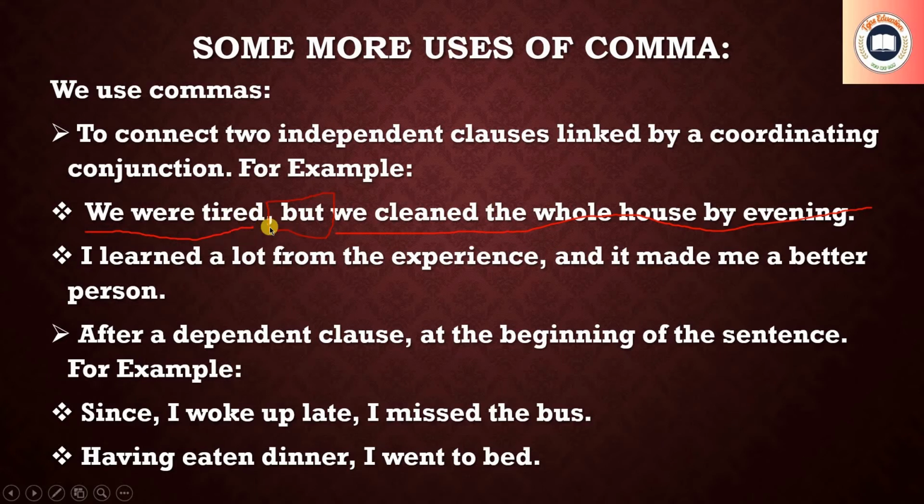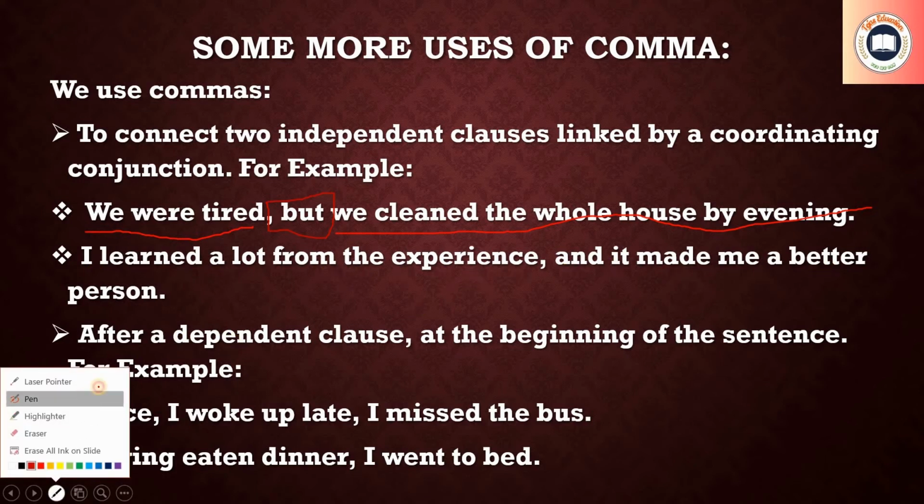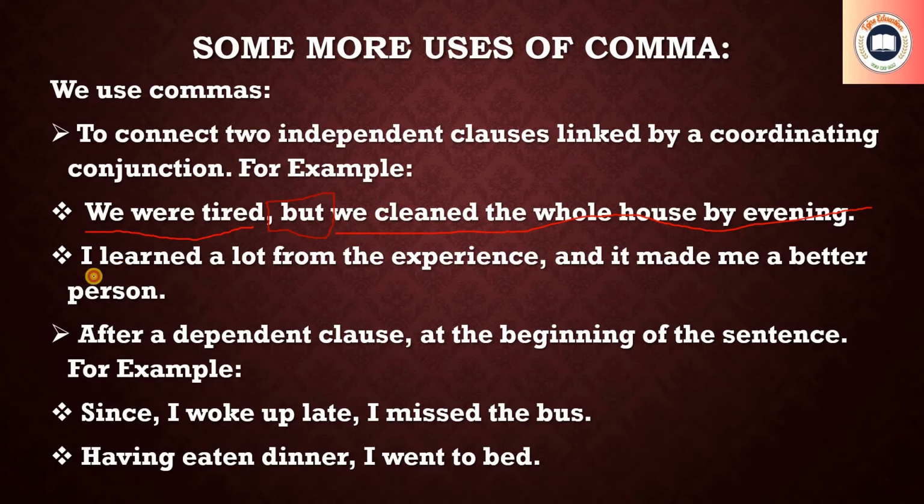So there are two independent clauses and a coordinating conjunction, and for connecting these two independent clauses we have a coordinating conjunction. Before my coordinating conjunction we have a comma. And the second sentence: I learnt a lot from the experience, and it made me a better person. This sentence has two independent clauses.